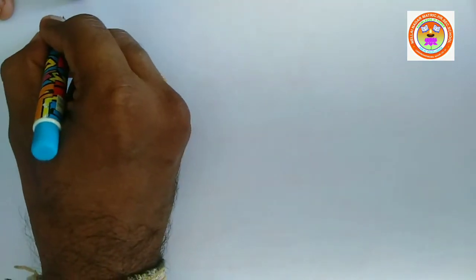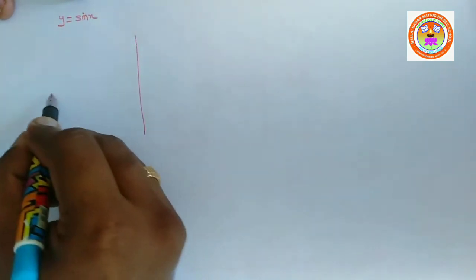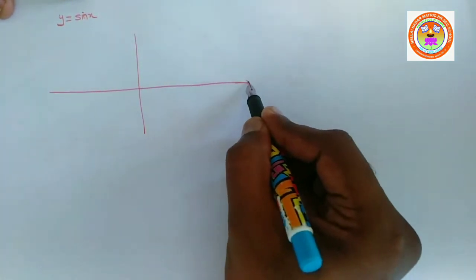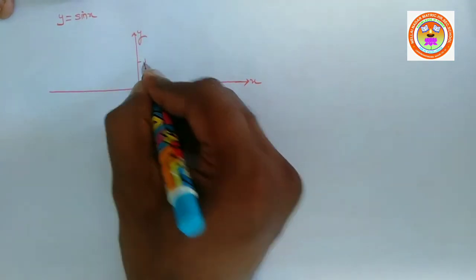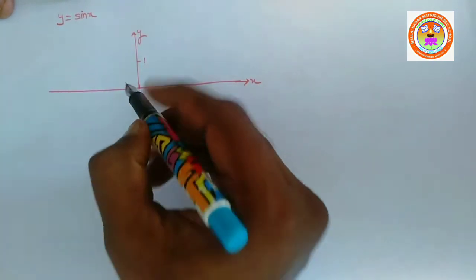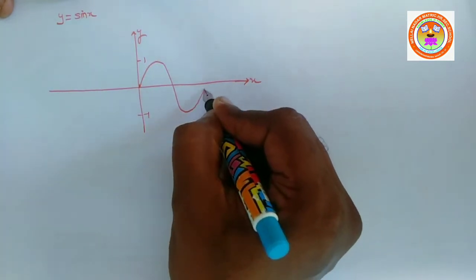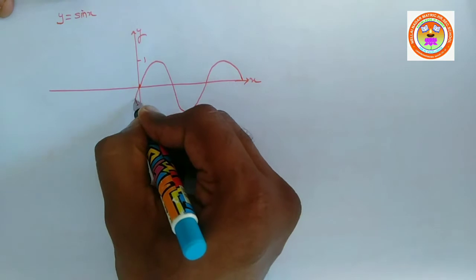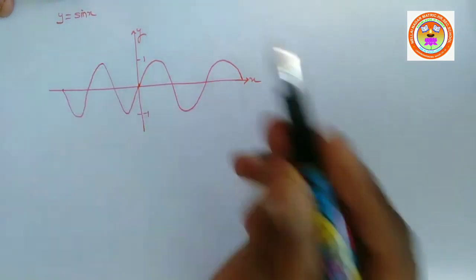So y is equal to sin x. I am going to draw the diagram very small only. On the x and y axes, this is plus 1 and this will be minus 1. It starts here, moves here, leave it as it is. It starts here and ends here.